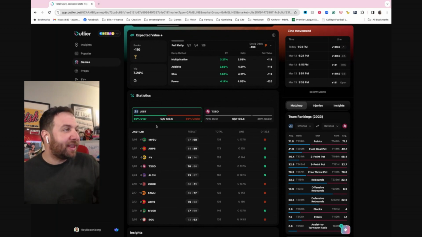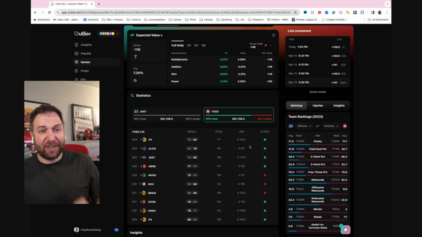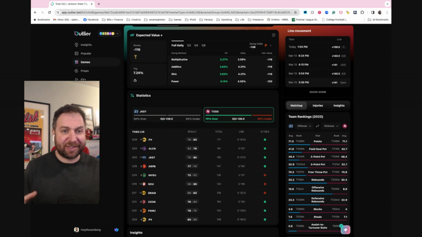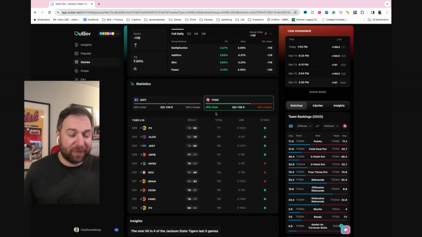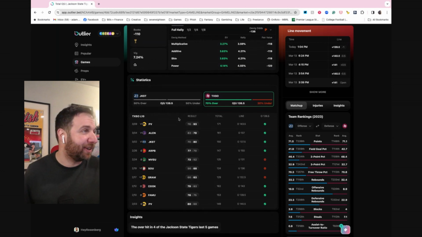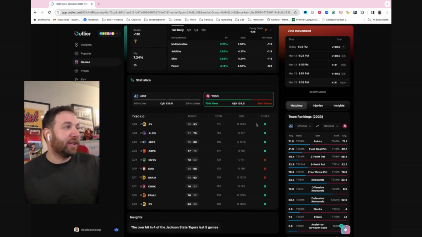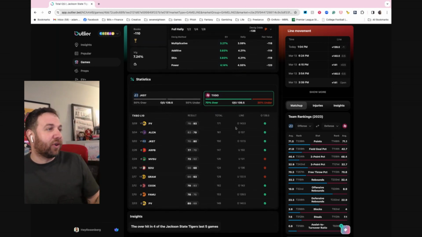Jacksonville State, with this line, 5-5 over their last 10. Texas Southern, 7-3 to the over on their last 10. It is pretty clear that these teams really merge around this number. This is going to be a key number. So it's a neutral court. Home field or home court isn't going to matter here. Gives you a really good sense of what they've been doing overall.